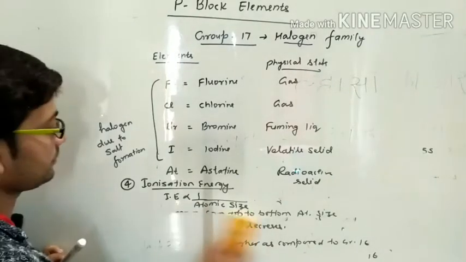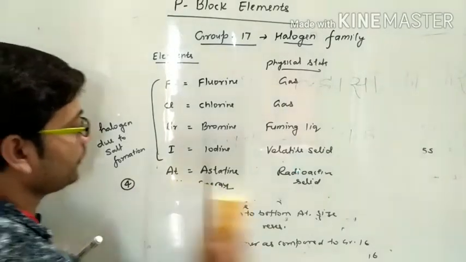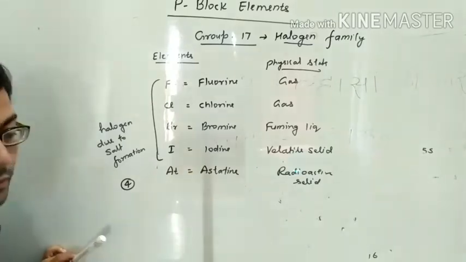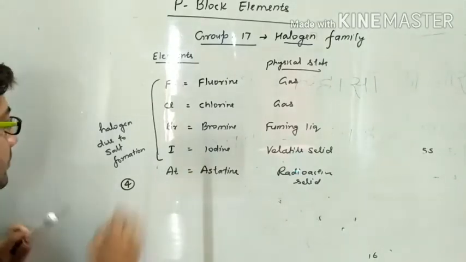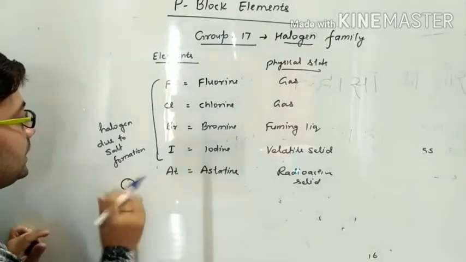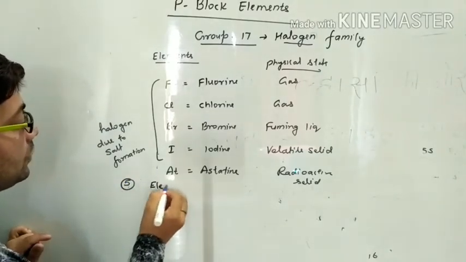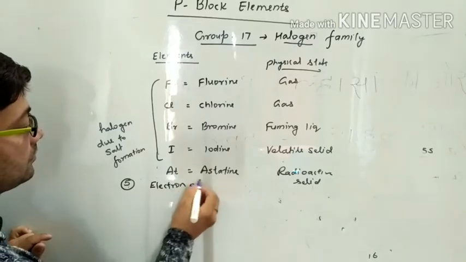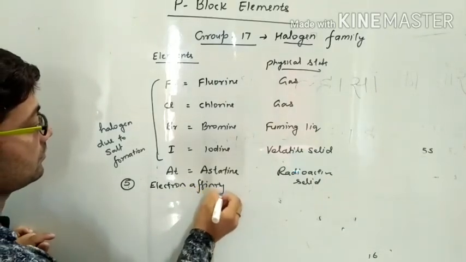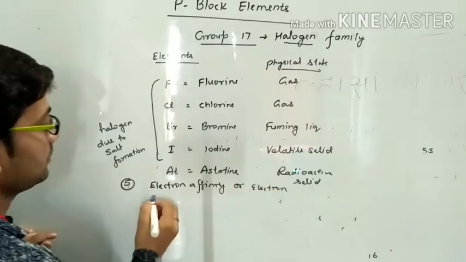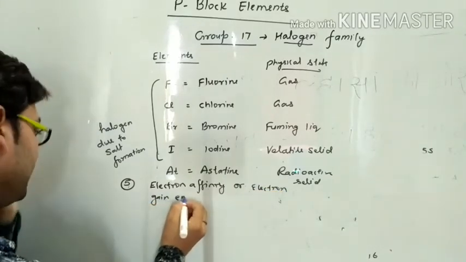Now the fifth property, that is electron affinity or electron gain enthalpy.